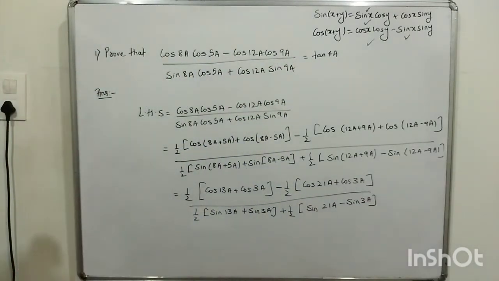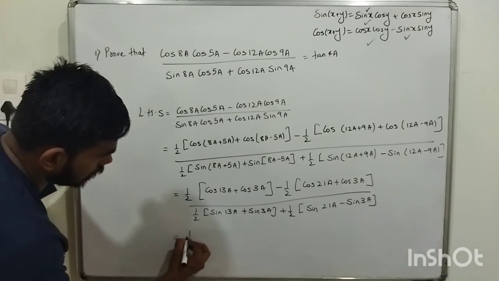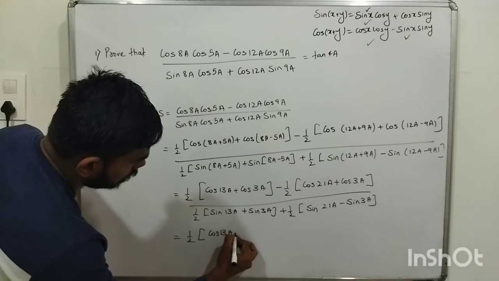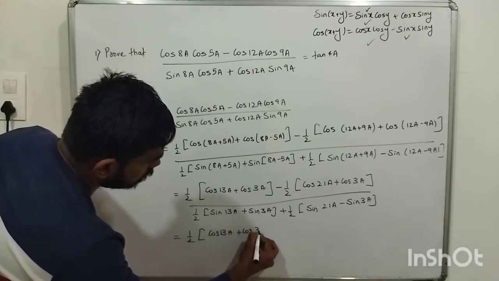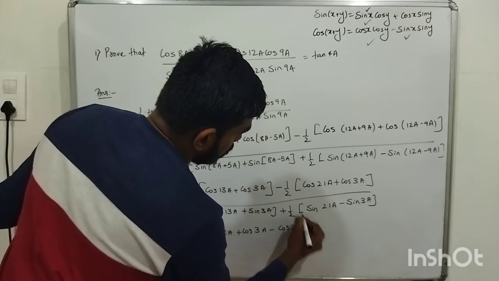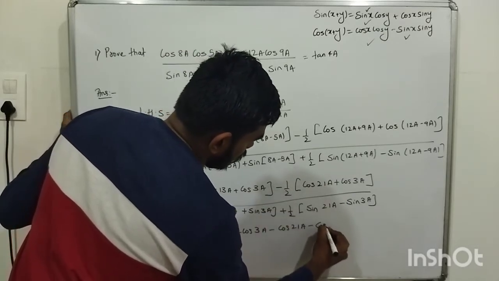Now you can take half common out and cancel, so what we get: half common out, cos 13a plus cos 3a minus cos 21a plus minus into plus minus cos 3a, correct.